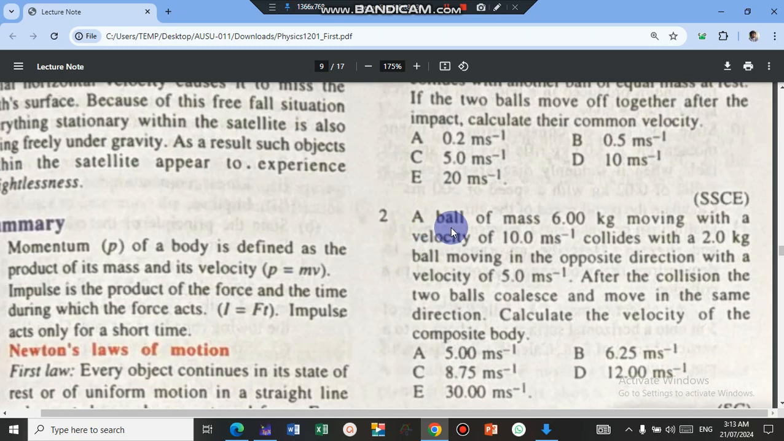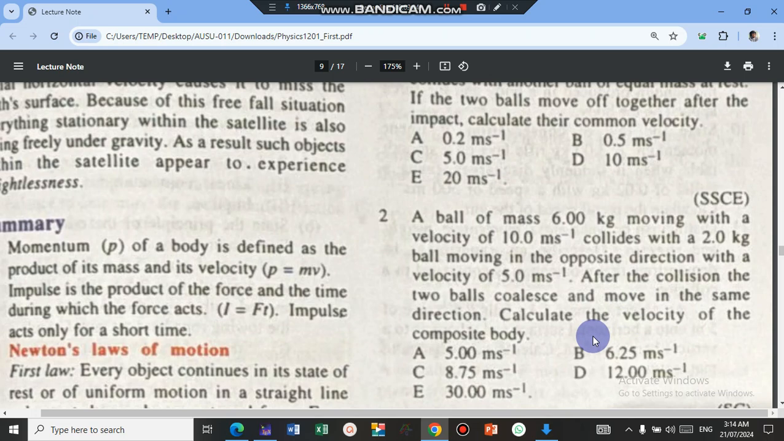In the second one, they said a ball of mass 6 kilogram moving with this velocity collides with another ball moving in the opposite direction with this velocity. Before they collide, the momentum of the first ball, 6 times 10, will be 60, and the momentum of the second one, 2 times 5, will be 10. But this should be negative because it is moving in the opposite direction. So you have 60 minus 10, and this will be 50. So total momentum before collision is 50. Keep that in mind, 50.